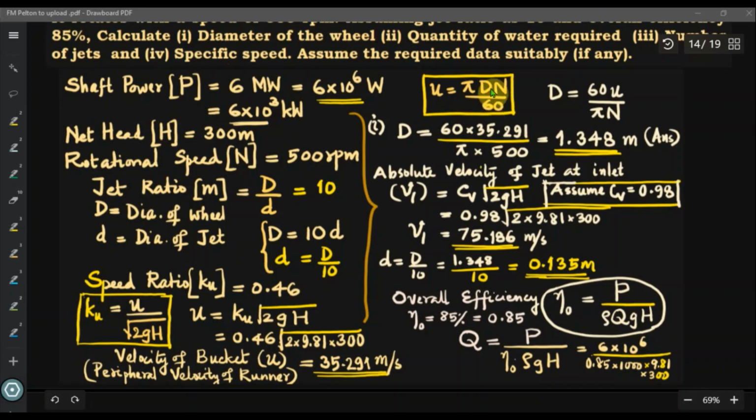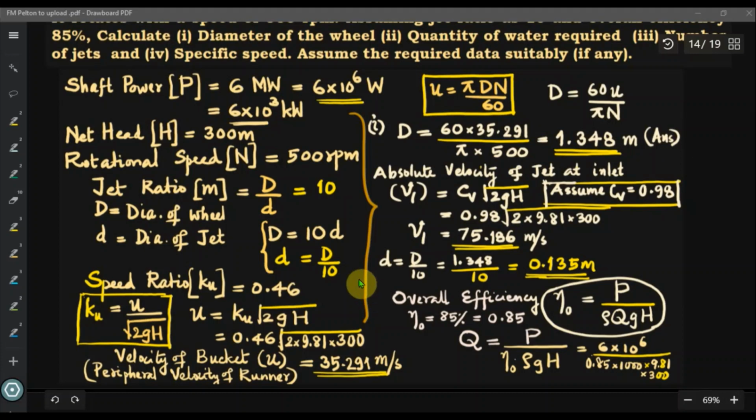So u is equal to pi dn by 60. So from that we can find out the diameter is equal to 60 times u divided by pi n, that is 60 into 35.291 divided by 500 pi. The RPM n is given as 500, the rated rotational speed of the runner in RPM. So the diameter d, that is the effective diameter of the Pelton wheel or mean bucket diameter, is 1.348 meters. That is the answer to the first part.